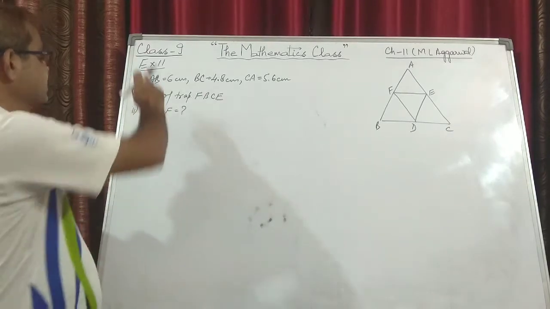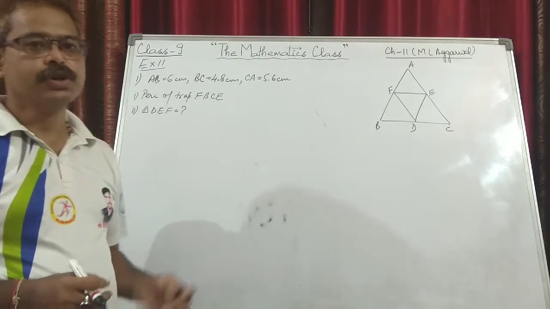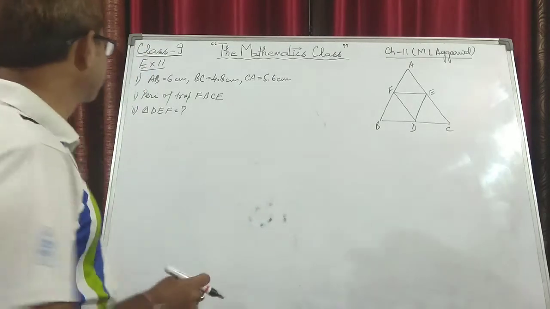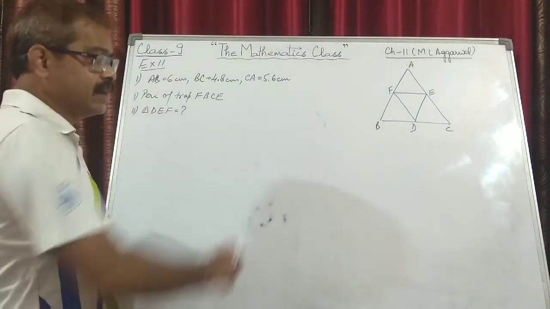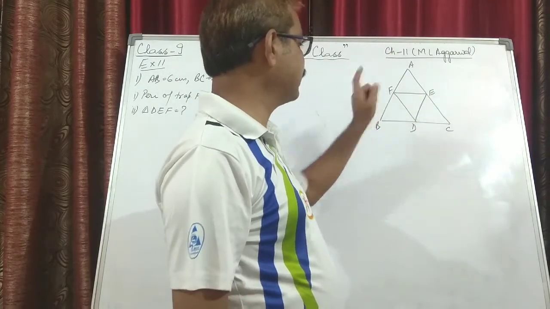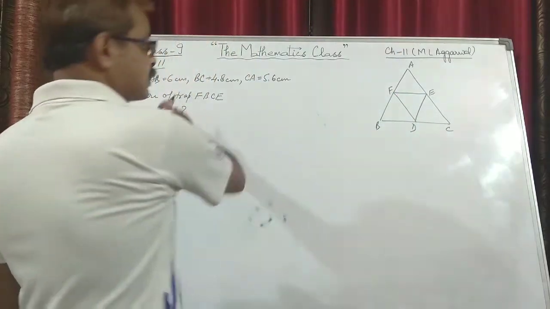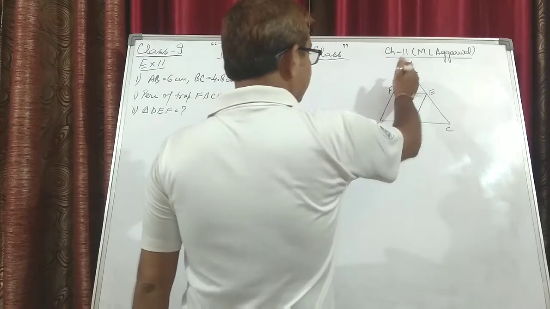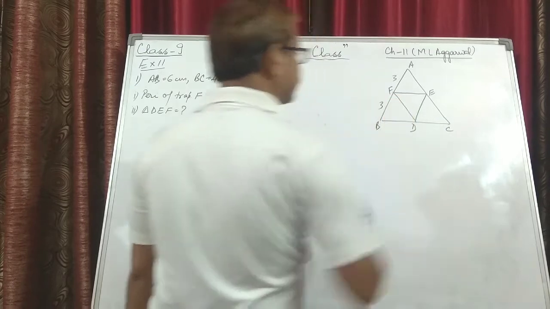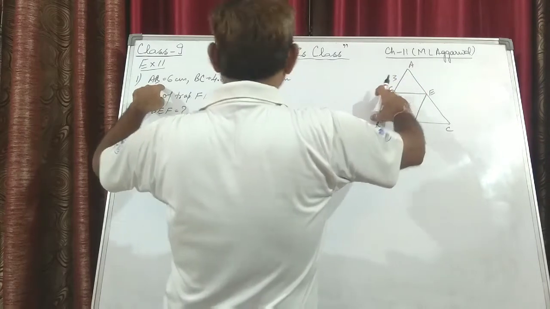Now we will take exercise 11, first question. Why first question? Because this is a very new concept for you. So I will try to solve almost all the questions so that your concept builds up. They have given a diagram in a triangle ABC. D, E, F are the midpoints of BC, AC and AB. AB is 6 centimeters. Since F is the midpoint, this will become 3 and this will become 3.